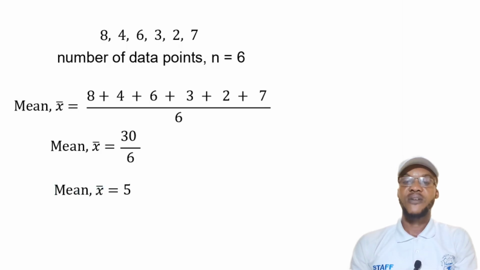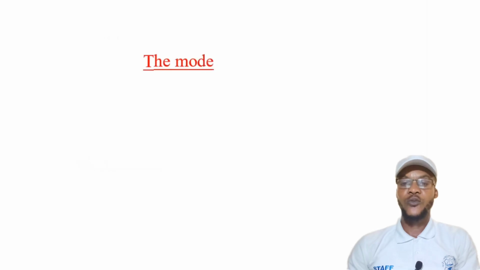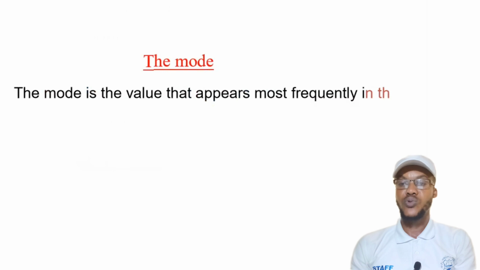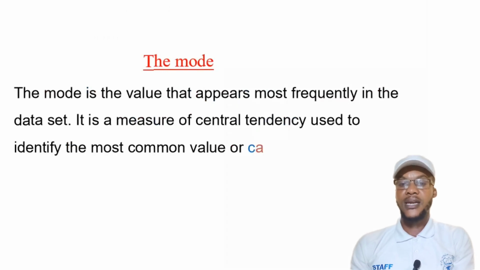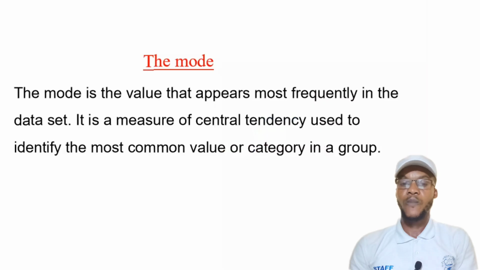Okay, yeah. So if that's the case, then let's look at the mode. So when we talk of the mode, what is the meaning of the mode? So we are saying that the mode is the value that appears most frequently in the data set. It is a measure of central tendency used to identify the most common value or category in a group. So if you take a data set, all that you are saying is those values that appear most or that show up more than the others, they are the mode. Okay, yes. So whatever value you find in the data set, if you see that it appears more than any other value, then that becomes a mode.